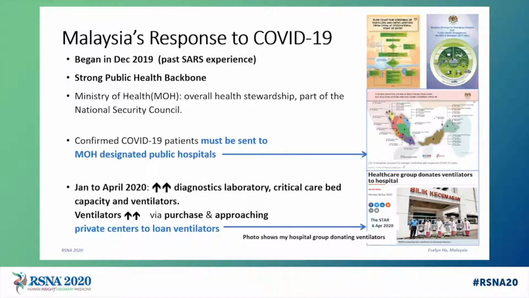With past experience from SARS and a strong public health backbone, our Ministry of Health sprung into action. By the end of April, diagnostic lab, critical care bed, and number of ventilators had markedly increased. The MOH appealed to the many private hospitals to loan ventilators. My hospital was among those that responded to this appeal.